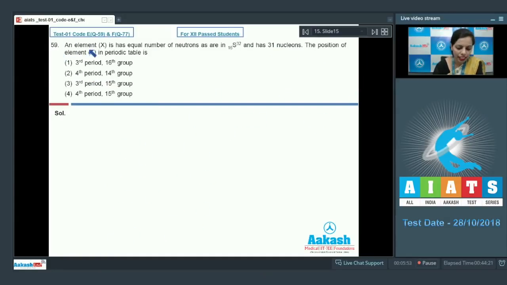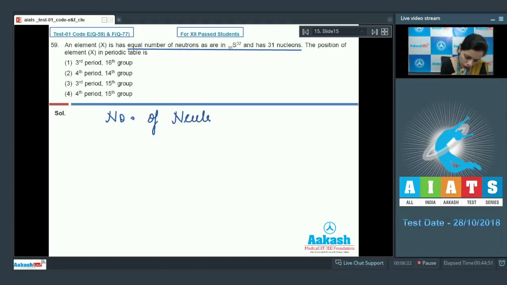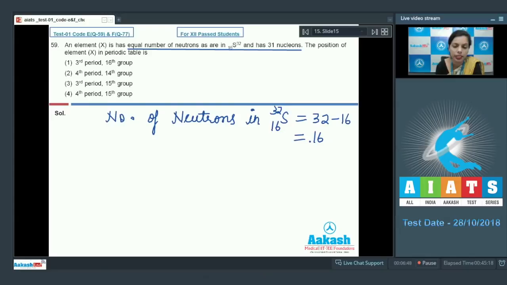Question number 59. An element X has an equal number of neutrons as are in 16S32 and has 31 nucleons. The position of the element in the periodic table is. So the first thing that's given here is that the element has an equal number of neutrons as are present in sulfur, as well as it has a total of 31 nucleons. So if we talk about the number of neutrons in this, these are 32 minus 16, that is 16. And the total number of nucleons present here are 31.